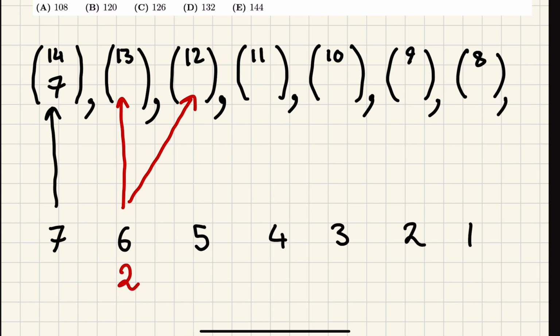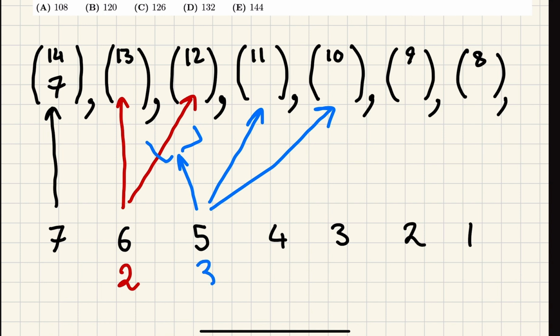Now let's think about 5. 5 could go with 10. It could also go with 11. And it could go with whatever one has not been chosen from these 2. So I'm just going to draw this arrow, which we're going to split up into whichever one. So this is going to be 3.